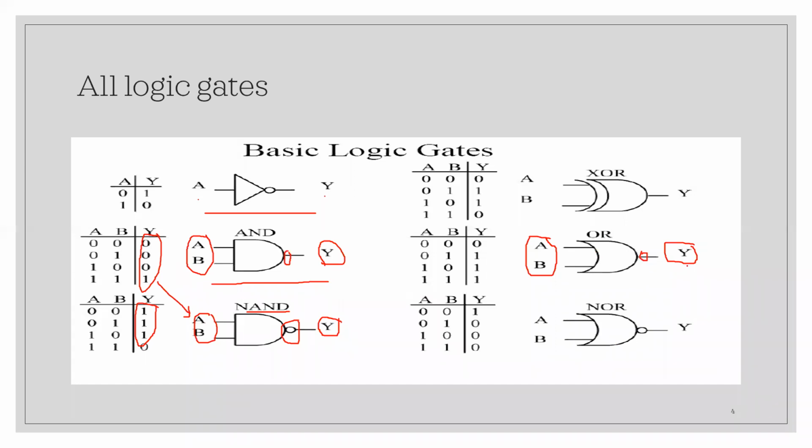So the output is negated. For the OR gate, what we had is, if any of the inputs to the OR gate is high, then the output is high. Now the definition inverts for the NOR gate. If any one of the inputs is 1 to the NOR gate, then the output will be 0, or else the output will be 1.